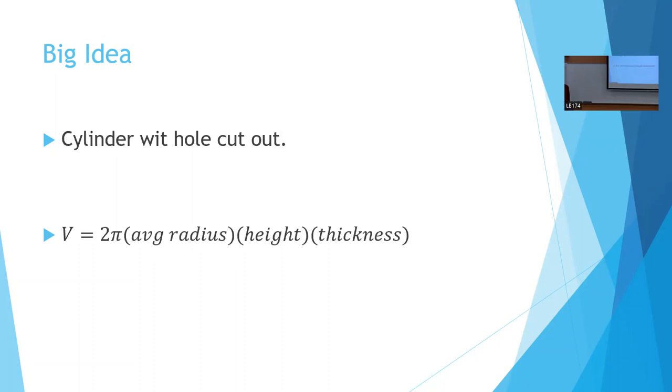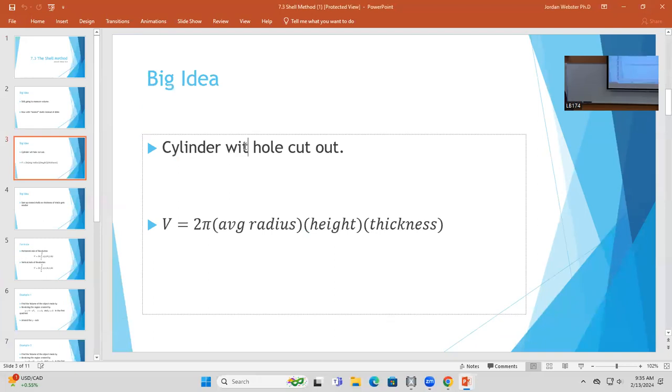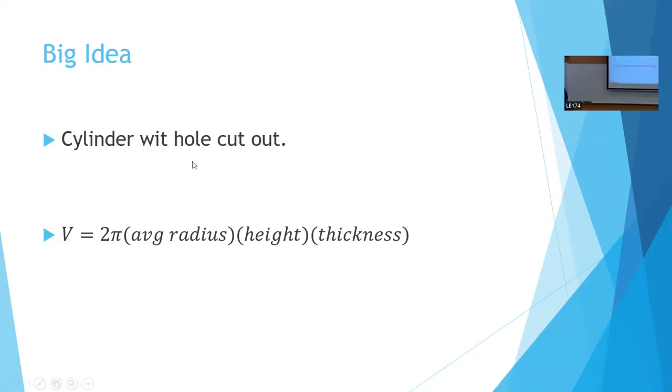All right. When I say a nested shell, I'm talking about essentially a cylinder with a hole cut out. It doesn't allow me to edit that, but it should say with hole cut out.